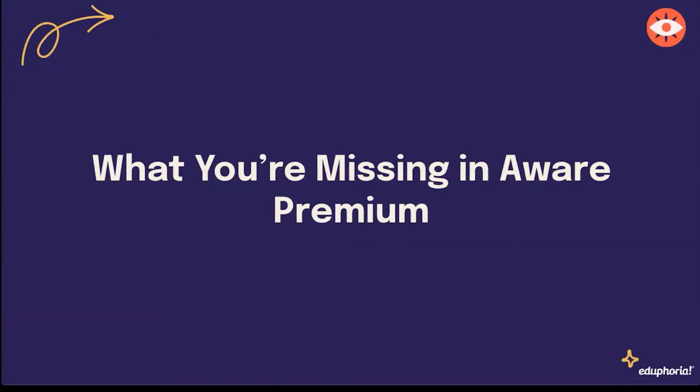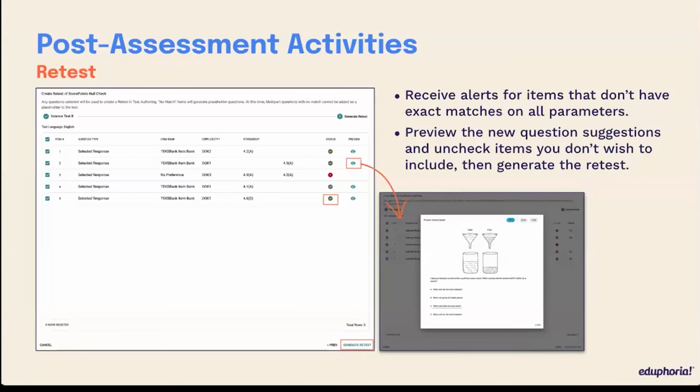So I want to take this opportunity. This is not a new feature set that we have in Aware Premium, but since we're talking about Aware Premium, I wanted to just quickly hit on something that is not often used in Aware Premium, but it is a really powerful set of tools. It's the post-assessment activities. There's two different post-assessment activities that have a lot of power, but I want to talk about retest specifically. The other one is reflection.